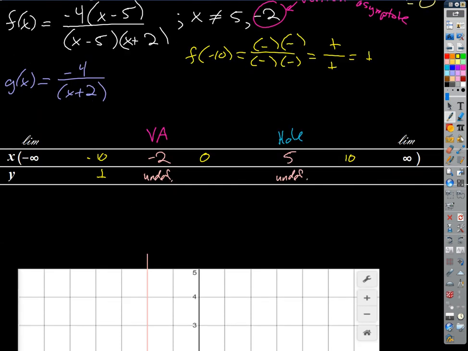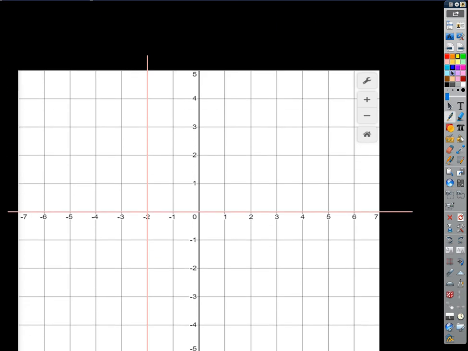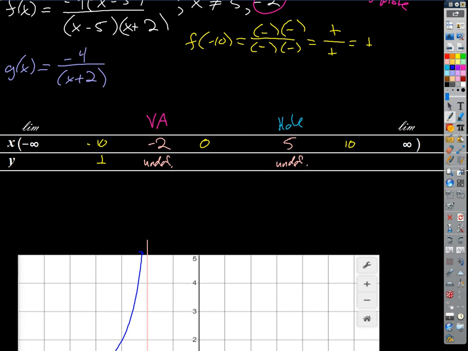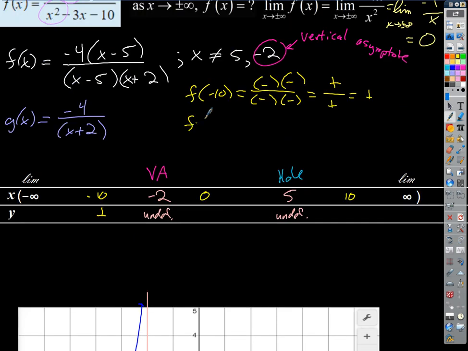So that tells us already what's going on. We know that the function's doing this, right? That's the behavior. How about at 0? At 0, I'm going to get negative times negative over negative times positive, no, at 0, positive, which gives us positive over negative, so the overall sign is negative. Okay, how about at 10?